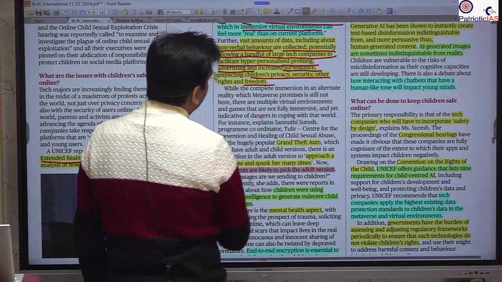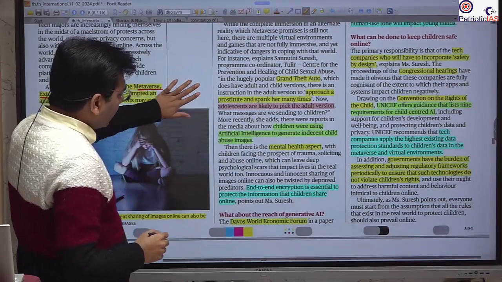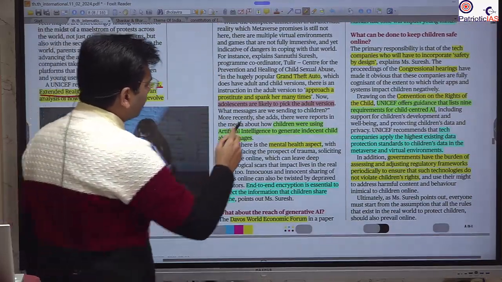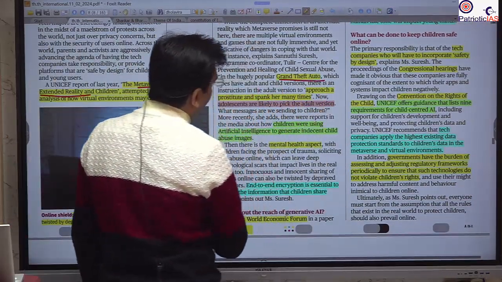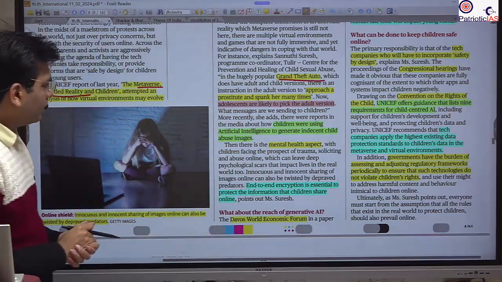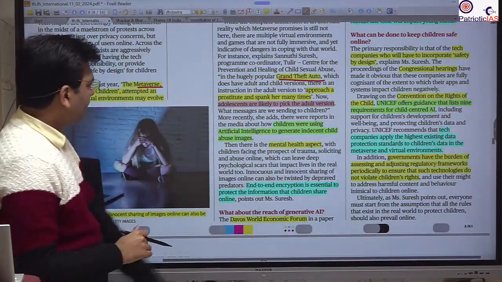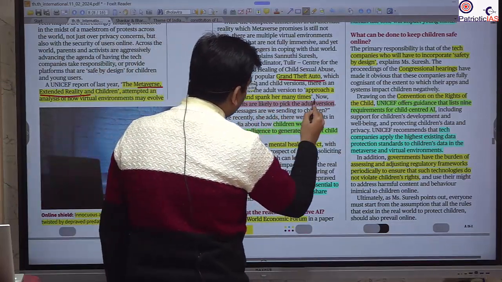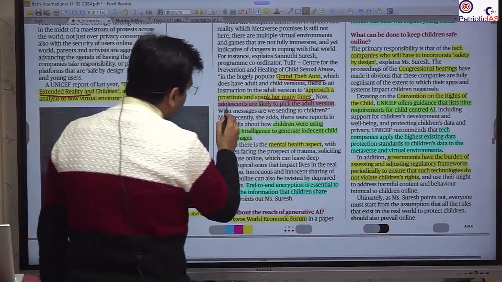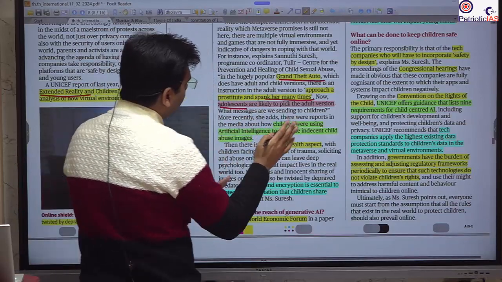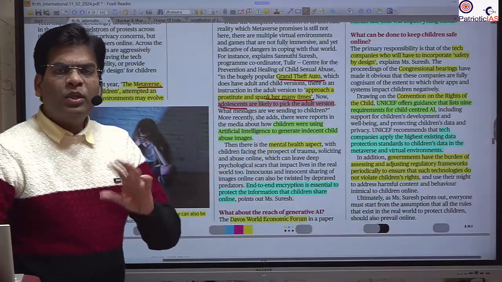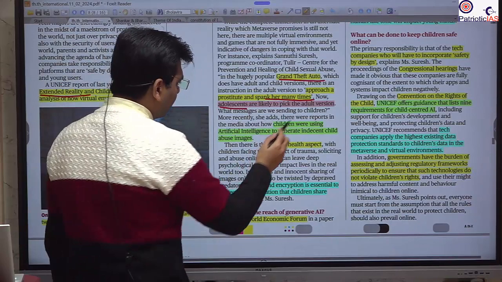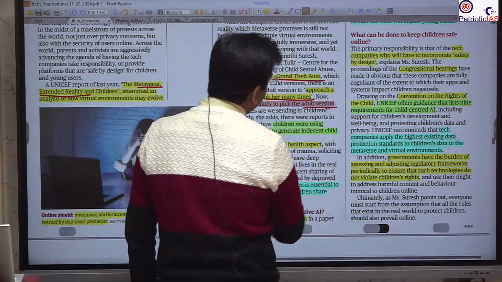So it is impacting children's privacy, security, and freedom as well, because this is creating surveillance as well. It has given one example, a game, Grand Theft Auto, which is meant for adults, and it talks about such things as approaching a prostitute and spanking her many times. So generally what adolescents do is try to access it too by manipulating their age, and as per their identity they enter the adult version.